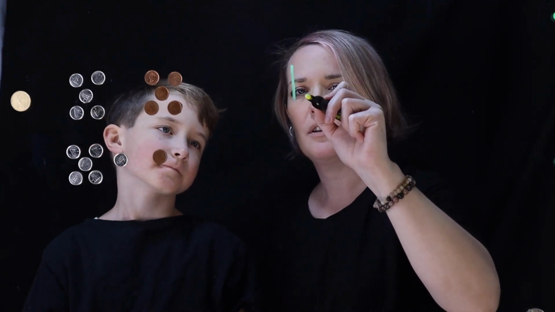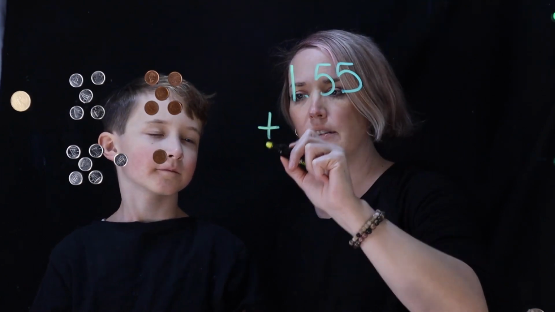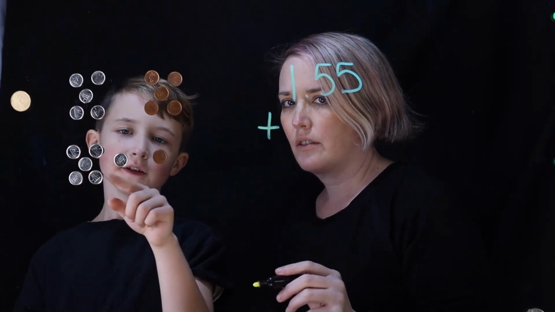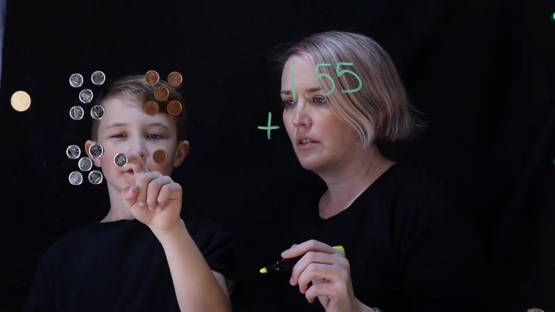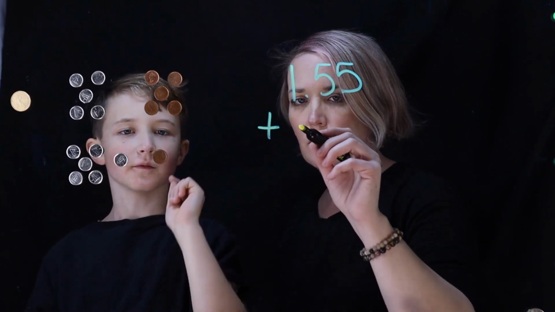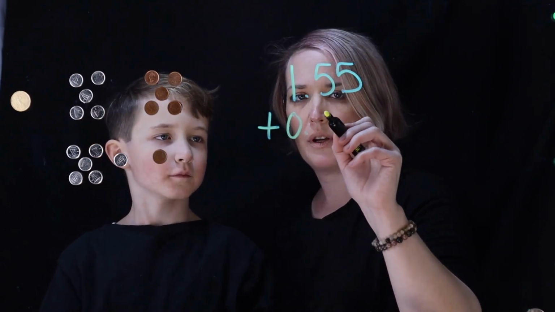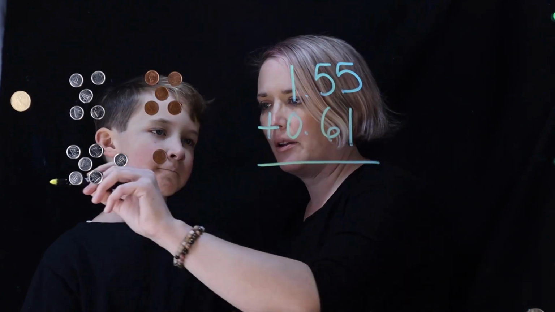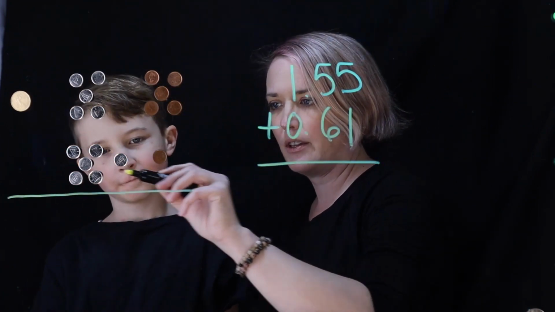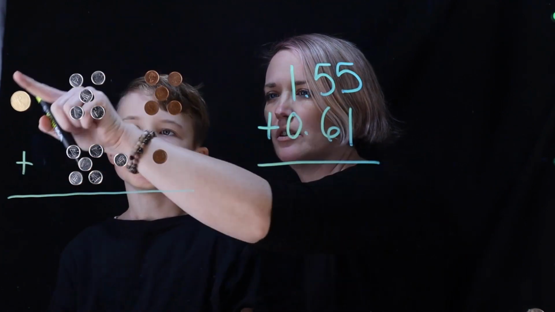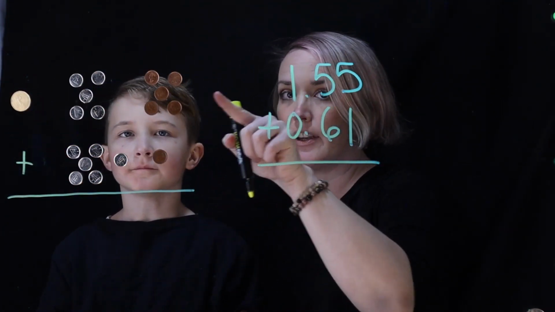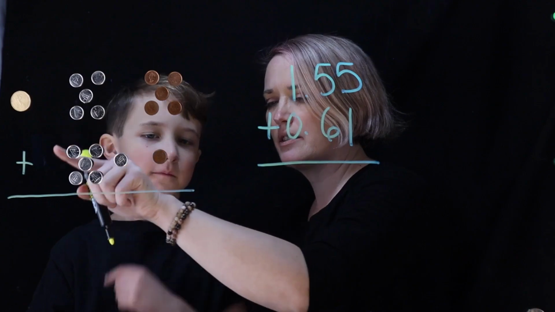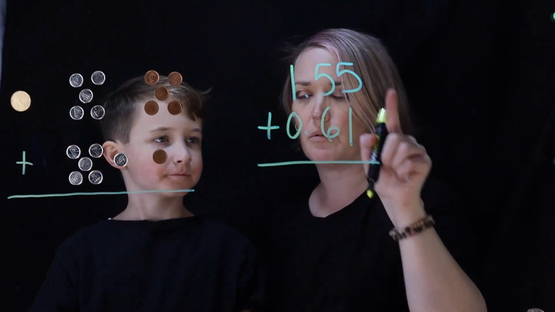So $1.55, and we're going to add to that. How much is here? 50, and then 60, and then 61. Okay, so 0.61. I'm going to put a line here, and a line here, so that things look similar. So we have $1.55 here, $1.55 here, 61 cents here, 61 cents there.